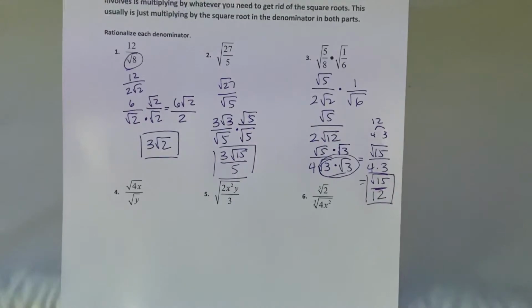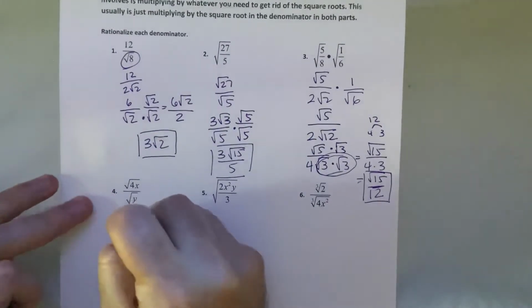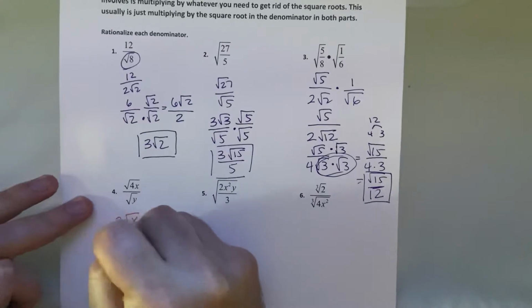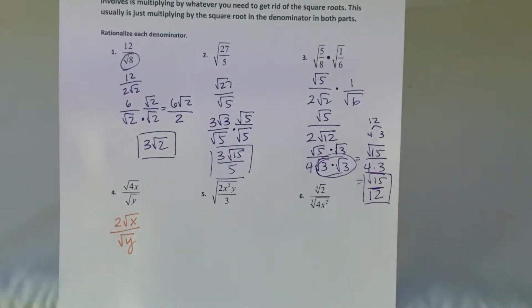The same thing can be done with variables. It's not just numbers. Square root of 4x over square root of y. Well, the square root of 4 is 2, so this is 2 square roots of x over the square root of y. When dealing with the square roots, you can look at the coefficients separately. The square root of the coefficient times the square root of the variable.